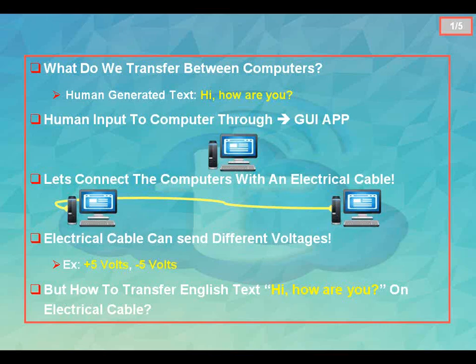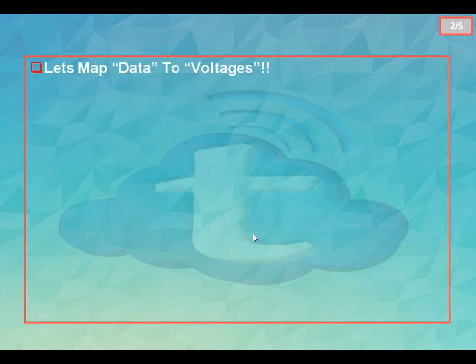Now you have typed the text, English text. You want to transfer this English text to the other side. How do you transfer it with an electrical cable that is used to connect these two computers? How do you transfer this information? Let us find that out. First, let us map data to voltages. This is a simple way of mapping. 0 is negative voltage, 1 is positive voltage. That means it is very easy to send zeros and ones between computers by altering voltages.